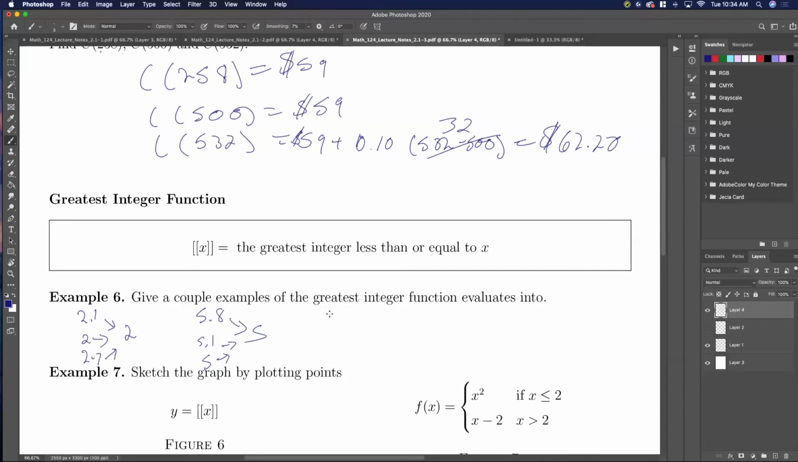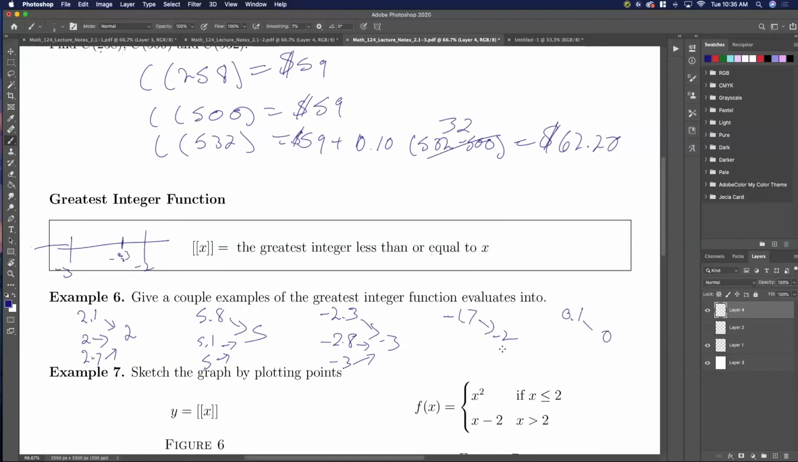Where it gets a little bit odd is if I have negative 2.3. If I'm looking at my number line, here's minus 2, here's minus 3. At negative 2.3, so I'm right about here, the greatest integer which is less than that is actually negative 3. So this goes to negative 3. Same thing for minus 2.8, that would go to minus 3, and negative 3 would go to minus 3. If I had negative 1.7, that would go to minus 2. If I had 0.1, that would go to 0.